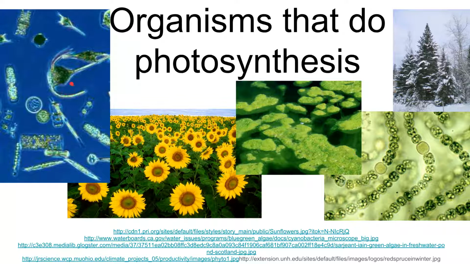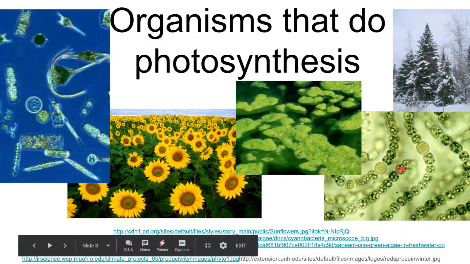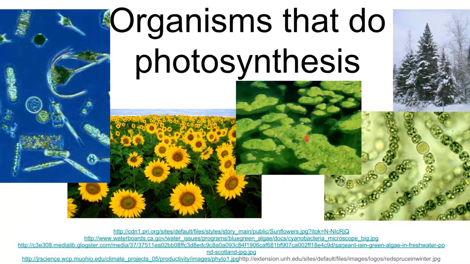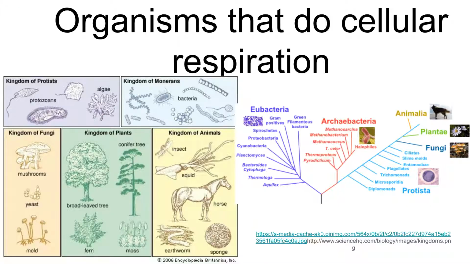So all of these tiny little things, cyanobacteria within water, are able to do photosynthesis, but we also have algae in water that can do photosynthesis. And it's not all green leafy plants either. We have conifers that are also doing photosynthesis as well. So as we move on here, we have organisms that do so. What things do cellular respiration?